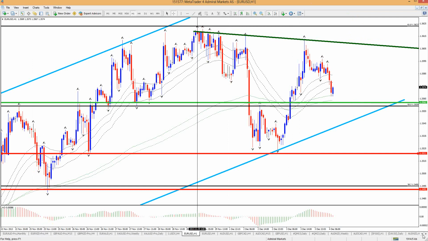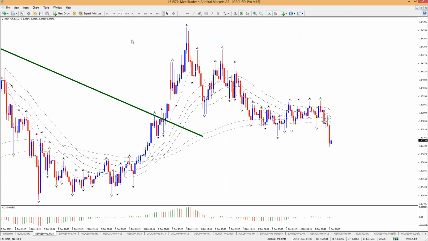One second, folks. I deleted my euro dollar, so I try to get it back to the original spot. Okay, good. Pound.